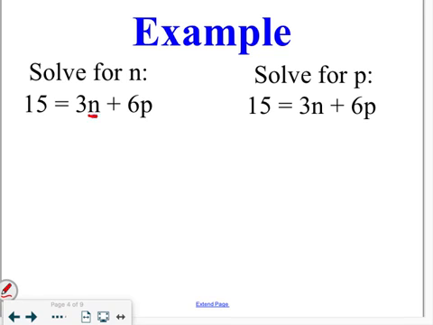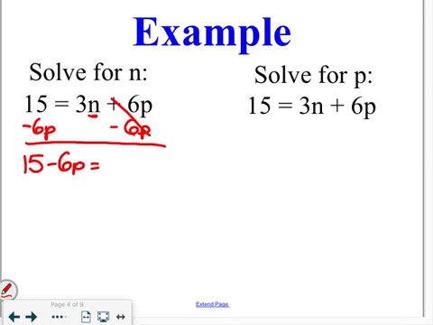So if we want n to be by itself, the first thing I need to get rid of is any addition or subtraction. So we're going to subtract 6p just like we would subtract a regular number 6. Now, remember, when you are subtracting things, you can only combine like terms. Since 15 doesn't have a p with it, we're going to have 15 minus 6p is equal to 3n. We can't actually put 15 and 6p together because they are not like terms.